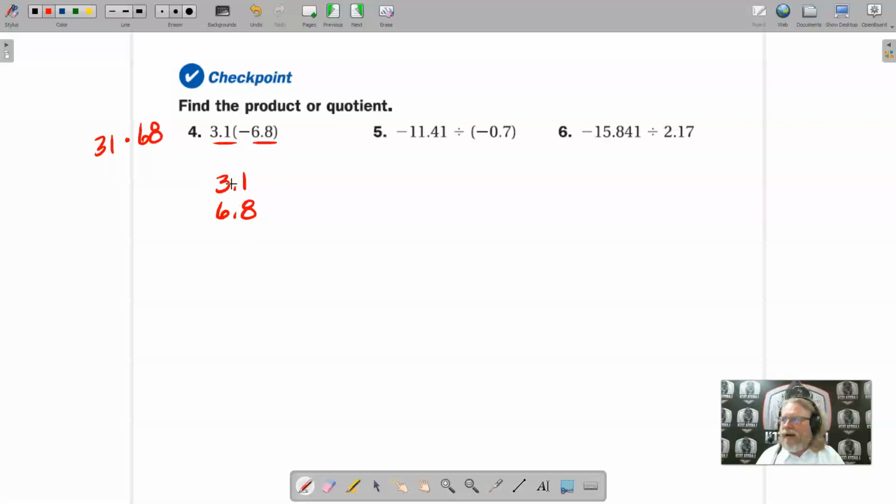So I would write it out, and I'm not even going to worry about the placement of the decimal for now. I'll worry about that after I'm done. So using the algorithm for multiplying numbers, 8 times 1 is 8, and 8 times 3 is 24, and 6 times 1 is 6, and 6 times 3 is 18. And then I would go ahead and add these together, right?